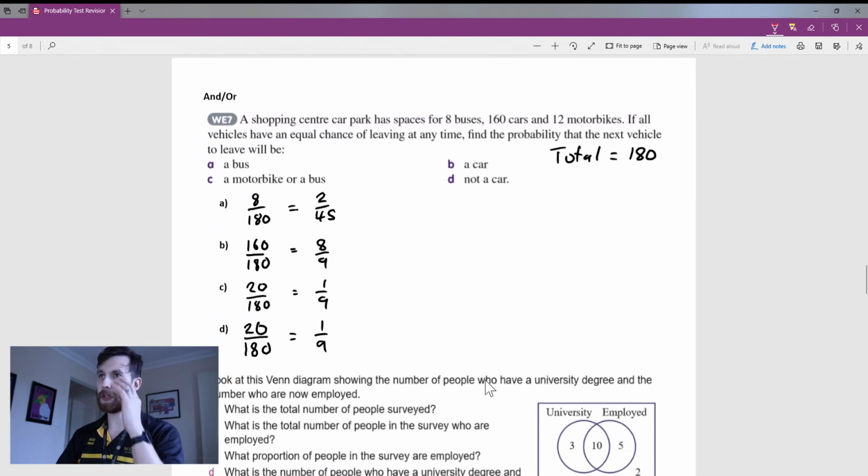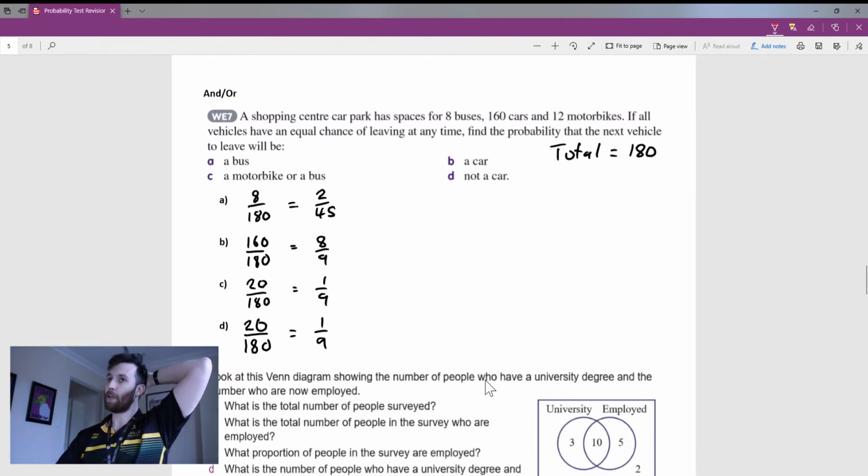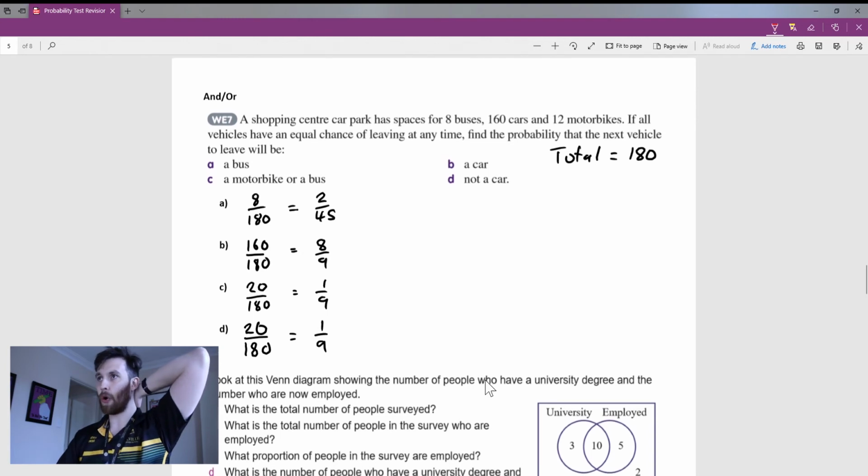Cool, moving on to 'and' and 'or'. So the first question looked at 'or'. For this one, you had to do a little bit of work yourself and find that the total number of vehicles in the car park was 180, by adding 8, 160 and 12 together.